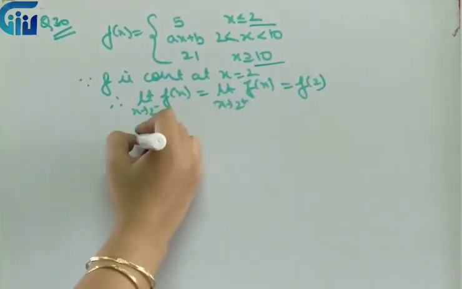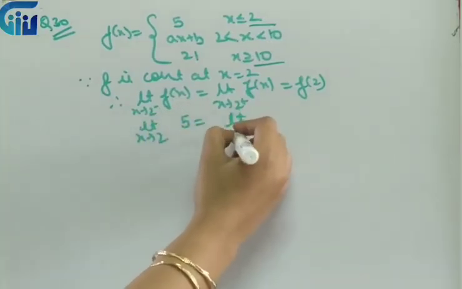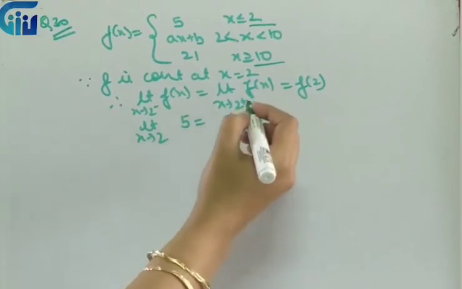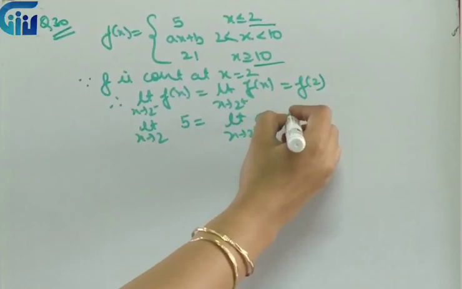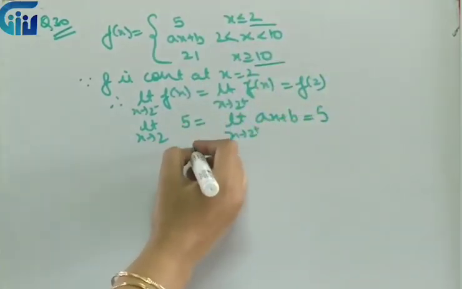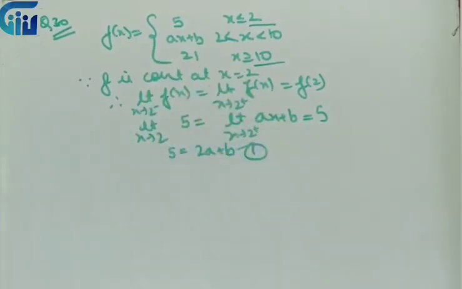So left hand limit means what? It is 5 over here. Right hand limit over here, what does it mean? It will be ax plus b, and equal to means 5 again. So what will I get? 5 is equal to 2a plus b, right? So let's mark it as equation 1.